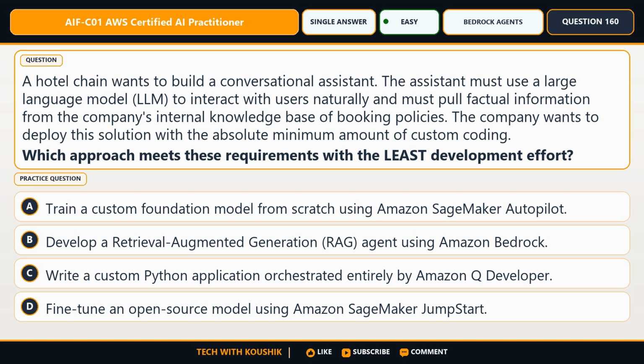Watch for distractors that are valid services but wrong for this scenario. Next, option A. Train a custom foundation model from scratch using Amazon SageMaker Autopilot. Next, option B. Develop a retrieval augmented generation, RAG, agent using Amazon Bedrock. Next, option C. Write a custom Python application orchestrated entirely by Amazon Q Developer. Next, option D. Fine-tune an open-source model using Amazon SageMaker Jumpstart.